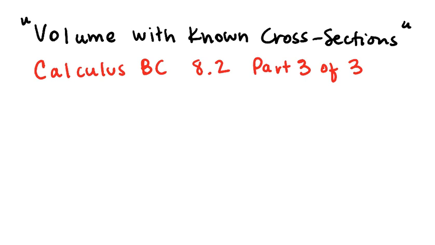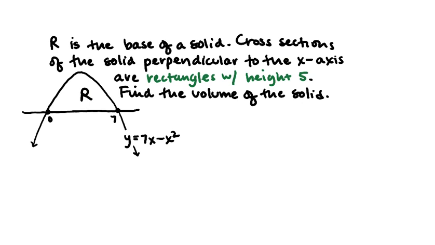So the first one I've got for you is a pretty typical one, except maybe we're probably not too likely to see one where cross-sections are rectangles with height 5. Really, that's just going to make it too easy. That would turn our figure into a prism, and we would just find the area of the base and multiply by 5. But I like this one because this is a good way to get us started.